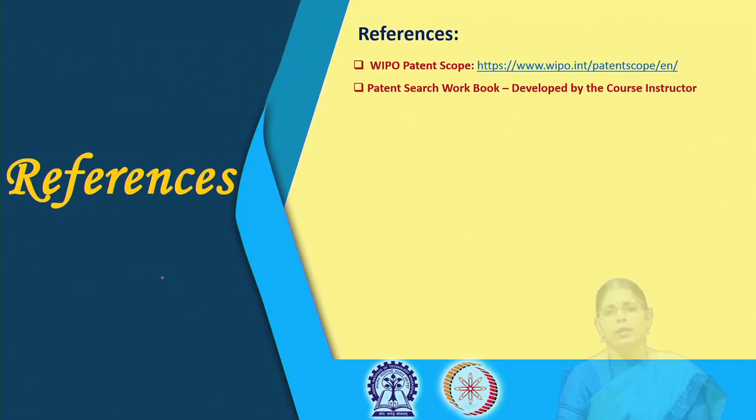The references for this lecture are the WIPO PATENTSCOPE, which can be utilized for doing the search in relation to the examples provided. Also the patent search workbook which has been created under this course. There are several examples that are given which can be utilized for understanding how patent landscapes are made.